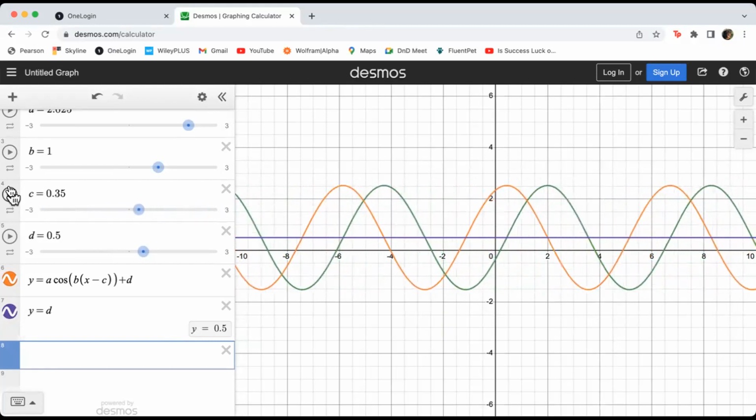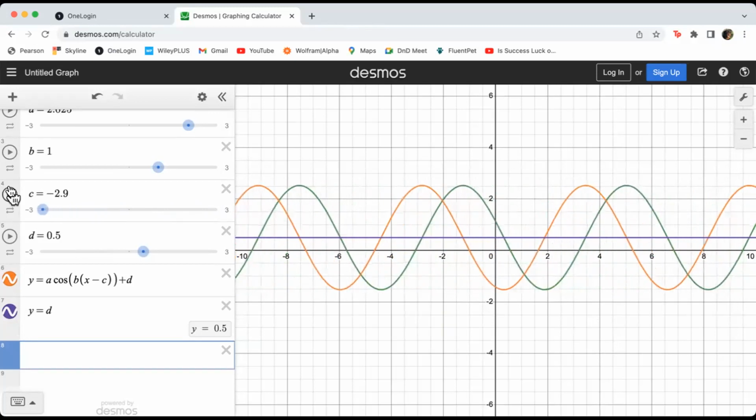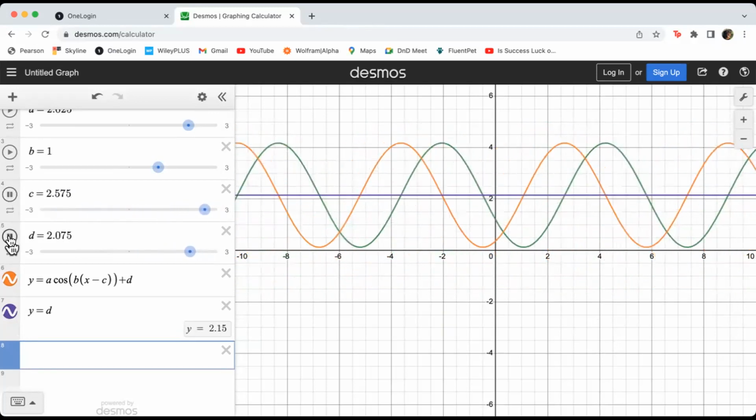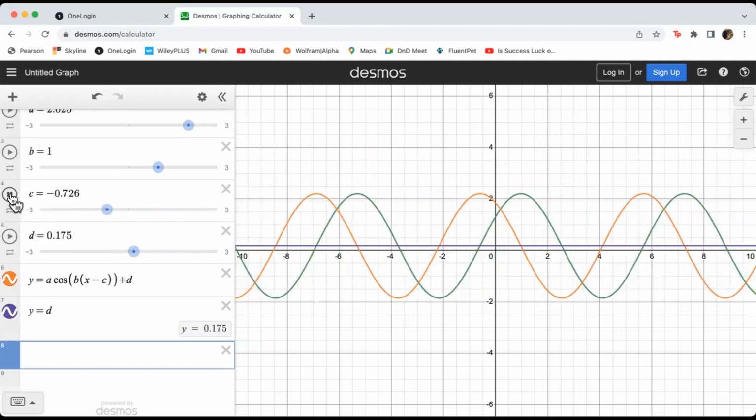We come up with boring names for this. This is the horizontal shift, and D is the vertical shift.